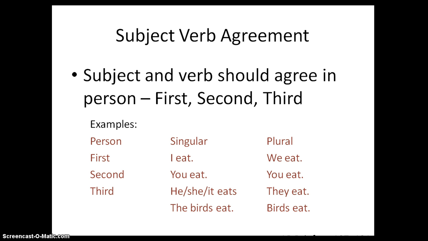Subject-verb agreement. Subject and verb should also agree in person as to first, second, or third. Examples: first person singular, I eat. Plural, we eat. Second person singular, you eat. Plural, you eat. Third person singular, he, she, or it eats, or the bird eats. Or plural, they eat, birds eat.